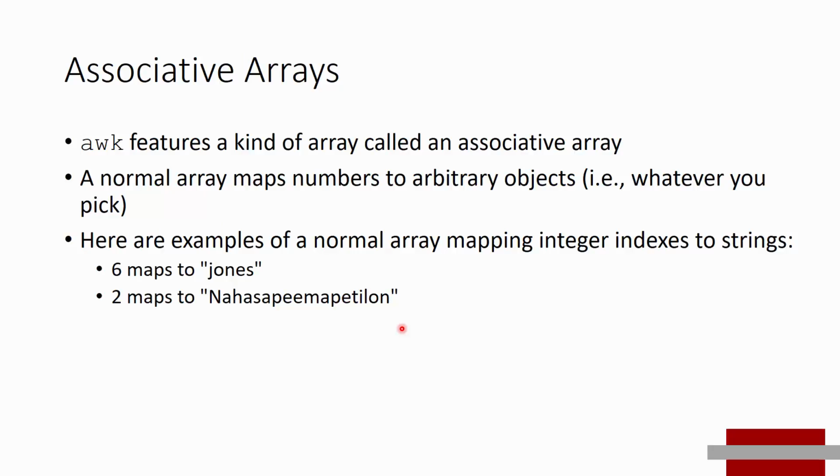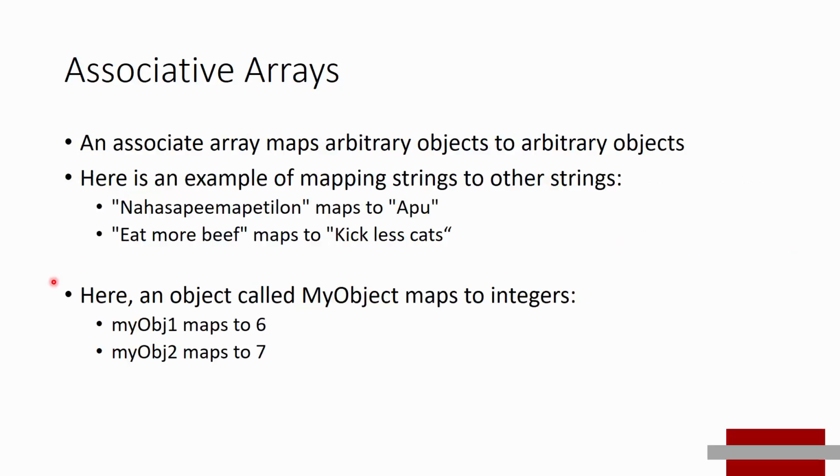In a normal array, what we're doing is we're mapping numbers out to some object. So whatever you pick, maybe the number 6 maps to the string Jones, and maybe the index 2 maps to another string. So we have different things that we can all have as targets for whatever the index into the array is. But an associative array will map an arbitrary object to another arbitrary object. So maybe we have a string that maps to another string, and maybe "eat more beef" is a string that happens to map in the array to "kick less cats."